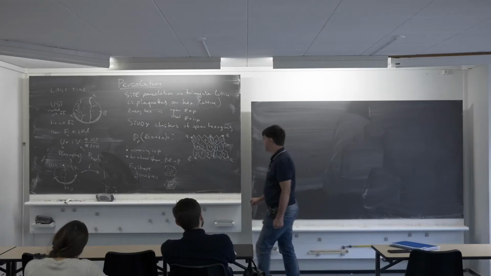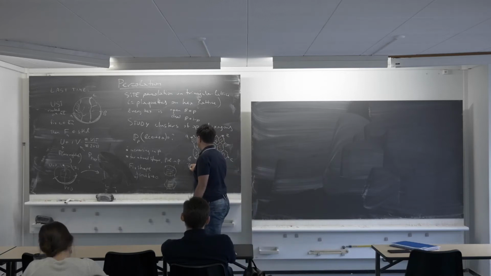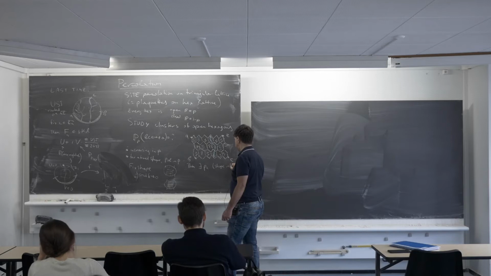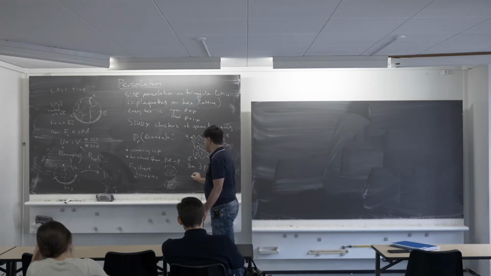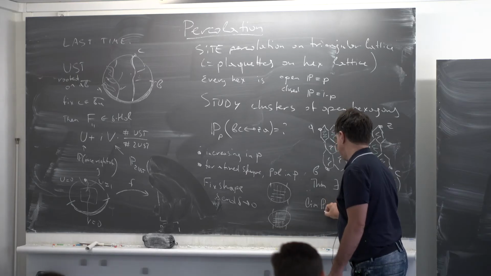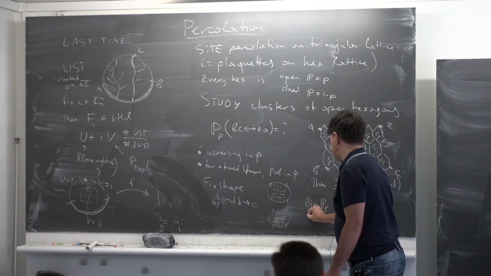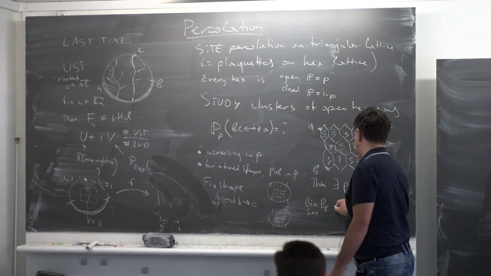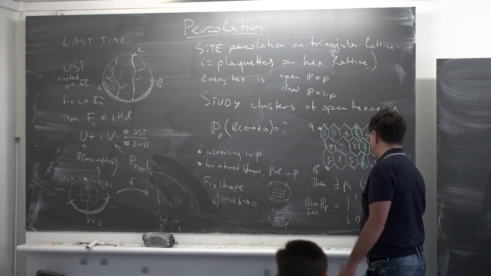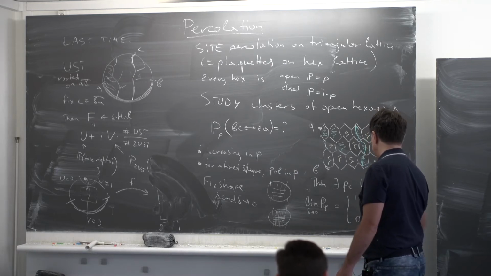So the first theorem is that there is a value PC, shape independent, such that the limit of this P_delta as delta goes to 0 is equal to 1 when P is bigger than PC, and 0 when P is smaller than PC.